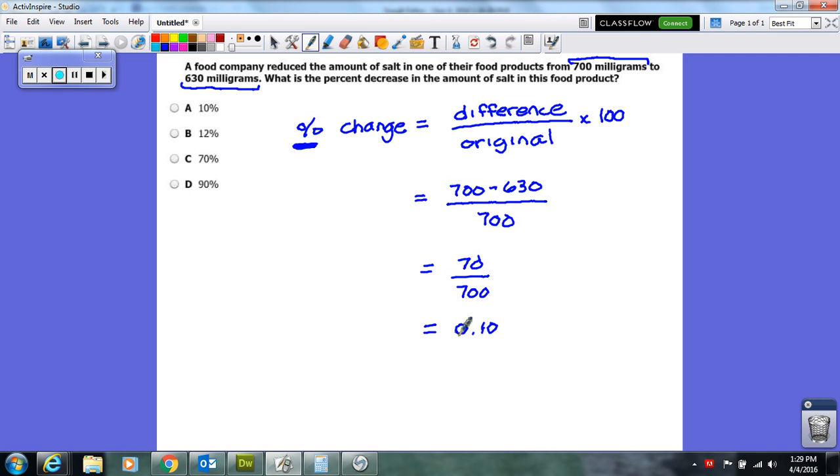So when I take 0.10 and multiply it times 100, I get an answer of 10%. So the correct answer is A.